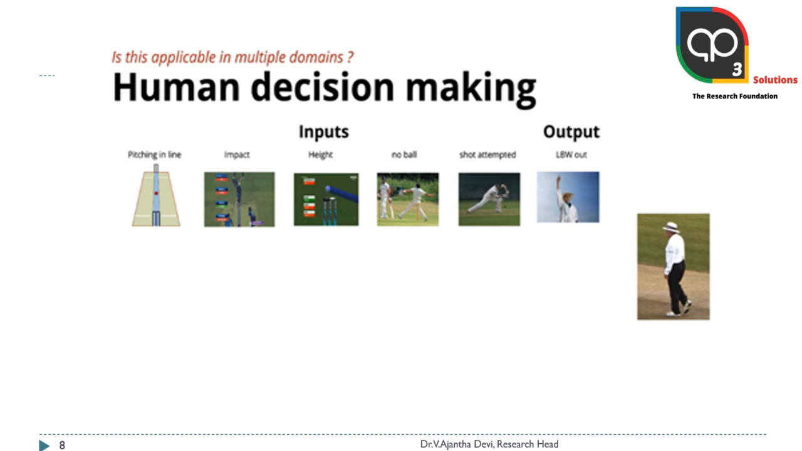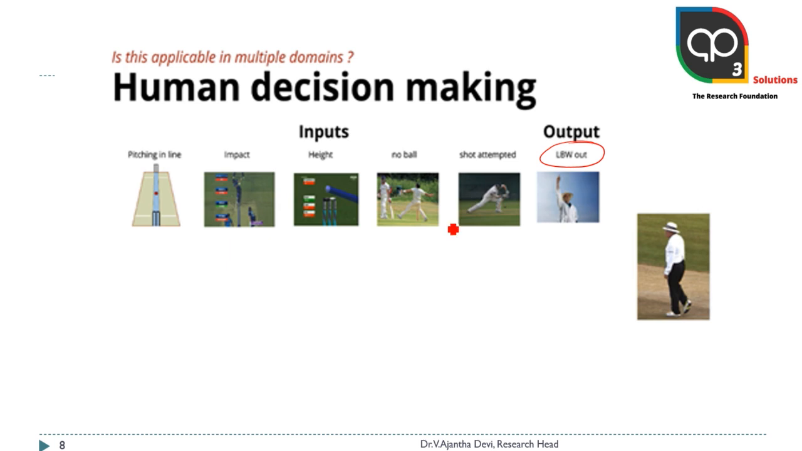Now such decision making appears in several domains. It is not restricted to the medical domain. Even in sports, say in cricket, there is an umpire who needs to decide whether the person is out or not. Let us look at a specific case where the umpire needs to decide whether the person is LBW, out or not.